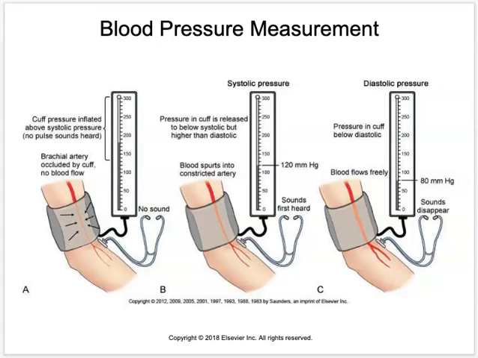And when the first sounds of the heart beating are heard at this point, that is our top number of our blood pressure reading, our systolic pressure. And then more pressure is released, like we're seeing in picture C, until the pressure in the cuff is below the diastolic pressure. Then the sounds disappear while blood flows freely. When we no longer hear the sound of the heart beating in the stethoscope, that is our bottom number of our blood pressure reading, our diastolic pressure.